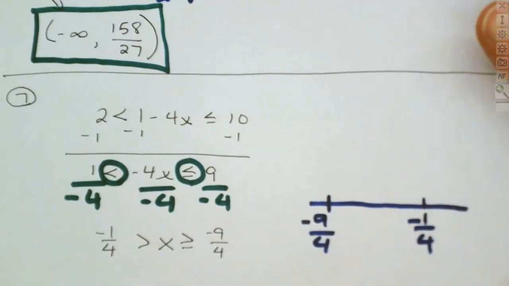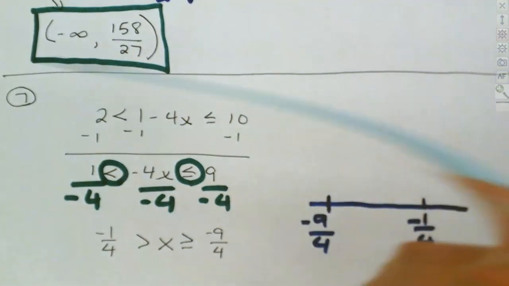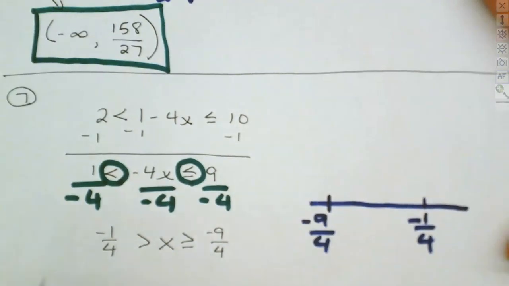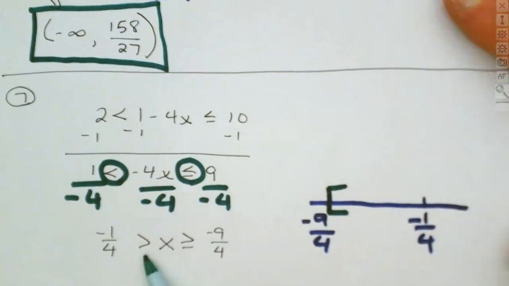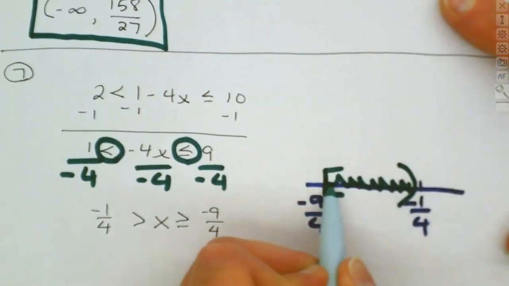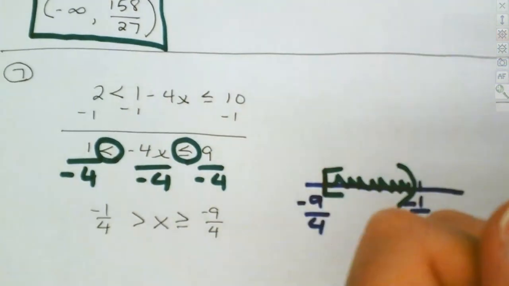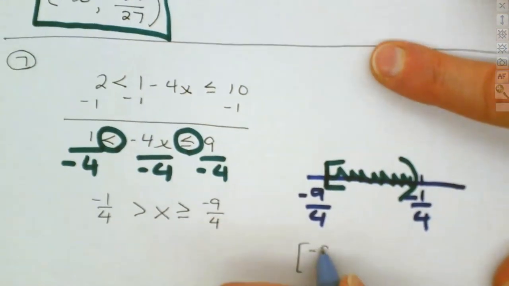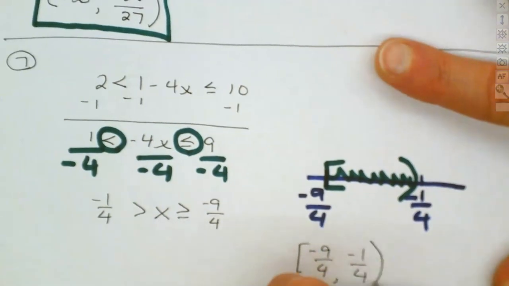And let's talk about the symbols. At negative 9/4, what does it get? Parentheses or brackets now? Okay, negative 9/4, it gets the square brackets. The negative 1/4, what does it get? It gets our parentheses. Our answer's in the middle. And so in terms of interval notation, that would now be negative 9/4, comma, negative 1/4 with parentheses there.